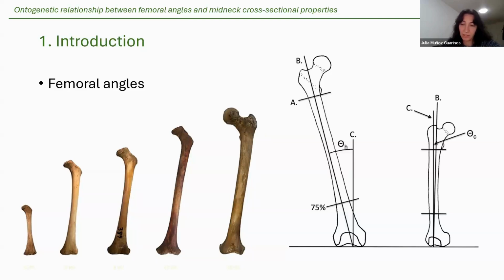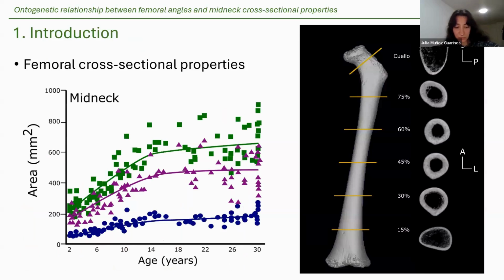If these factors affect both femoral angles and the cross-sectional properties, we expect to see a significant correlation between these variables through development. Since pelvic configuration primarily affects the femoral angle and the proximal femur in general, we focus on the femoral midneck cross-sectional properties. Moreover, the femoral midneck is a femoral location that has received less attention than the femoral midshaft or the shaft in general. Thus, in this study, we try to delve deeper into the developmental path of this femoral location.